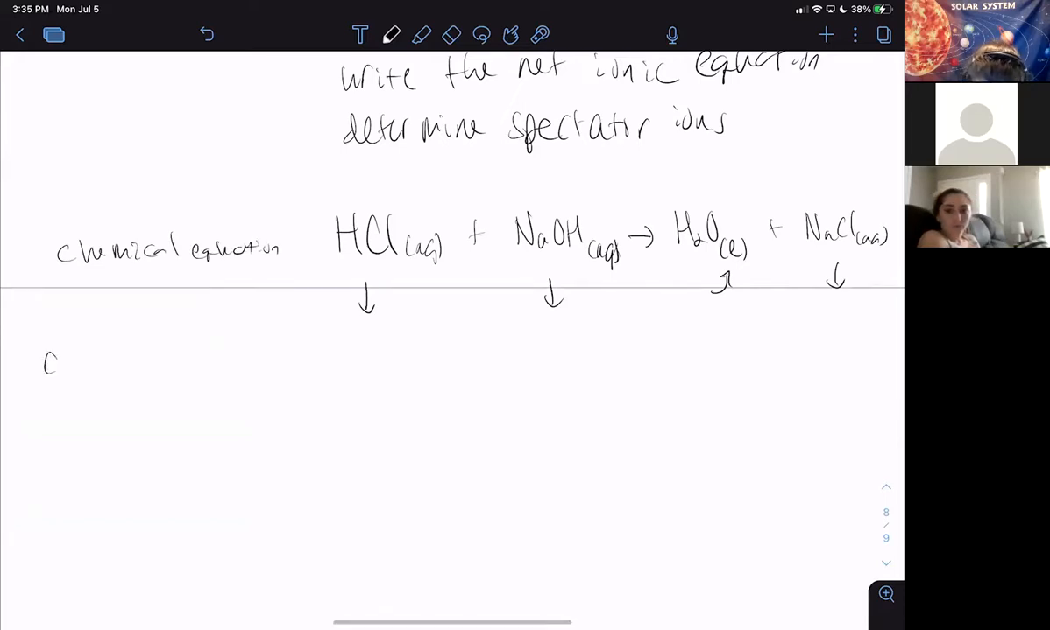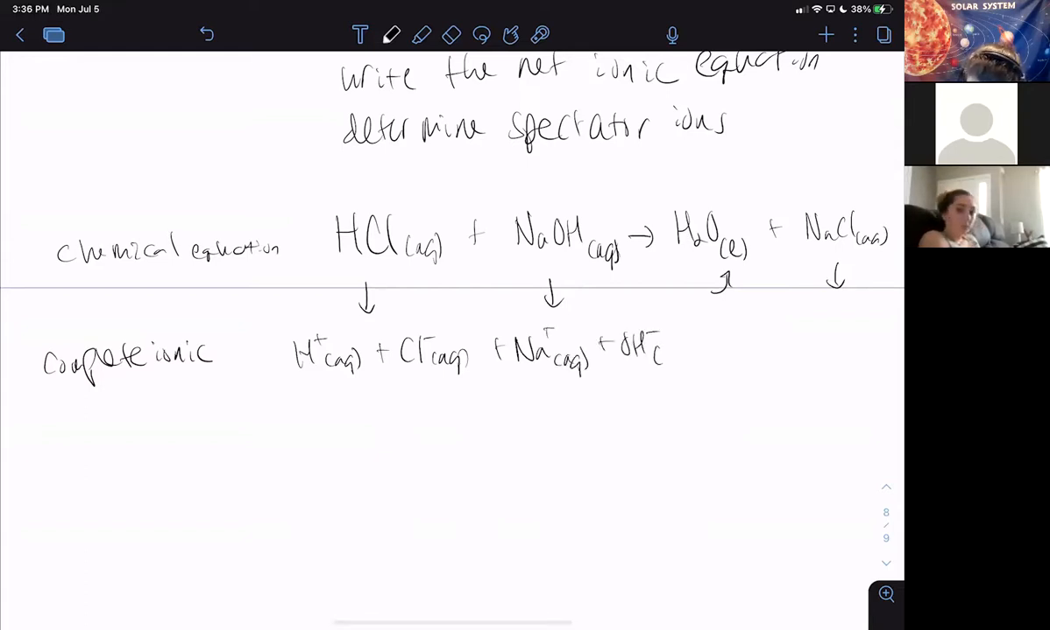When we go to our complete ionic, anything that's aqueous that is strong acid, strong base, or ionic will break down into ions. So this is actually H+ (aq) + Cl- (aq) + Na+ (aq) + OH- (aq) goes to H2O (liquid), right? That's a molecular species. It's not going to be broken down into ions, and it's not a solid.